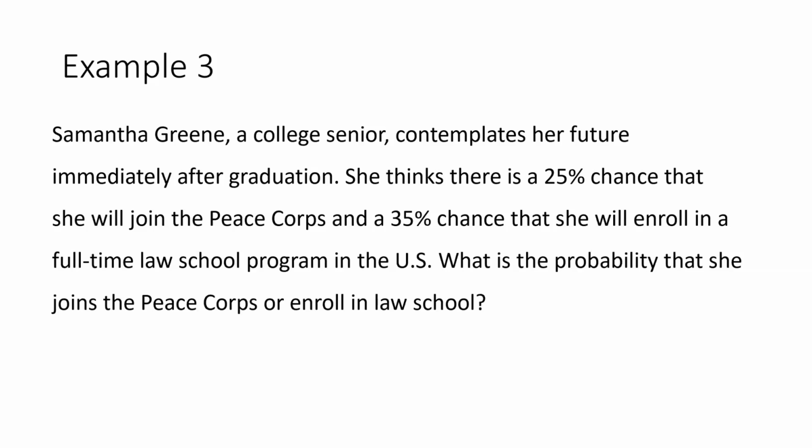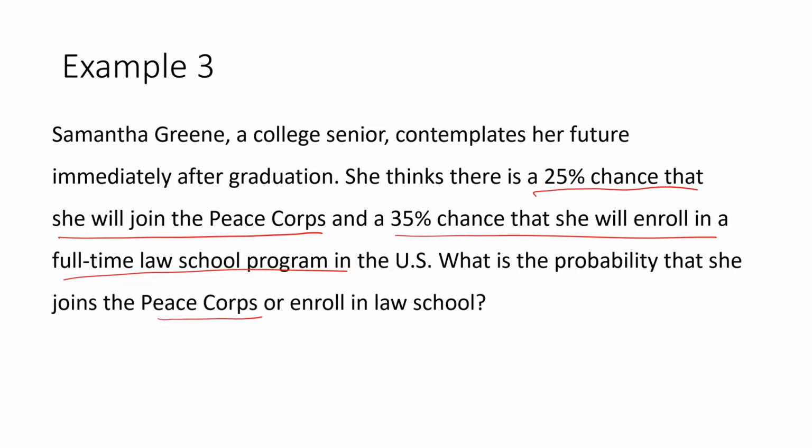Samantha Green, a college senior, contemplates her future immediately after graduation. She thinks that there's a 25% chance that she will join the Peace Corps and a 35% chance that she will enroll in a full-time law program. What is the probability that she joins the Peace Corps or enrolls in law school? So we've got an "or" here. Basically we need to determine, can these things happen at the same time? Are they mutually exclusive? Is there any intersection? It's kind of implied here that she's not going to do both the Peace Corps and the law school.